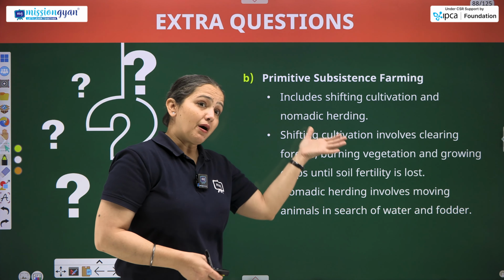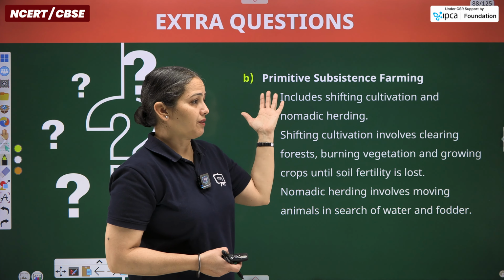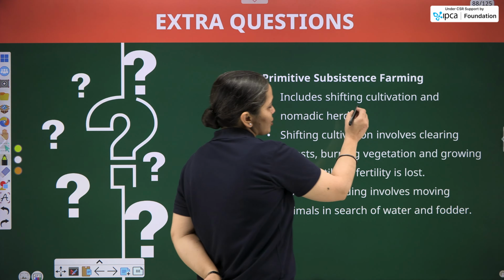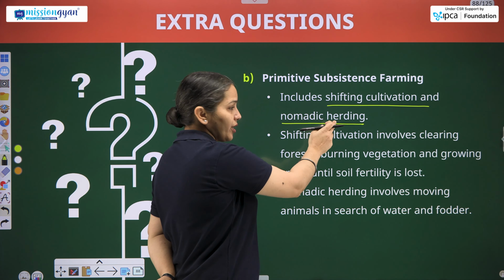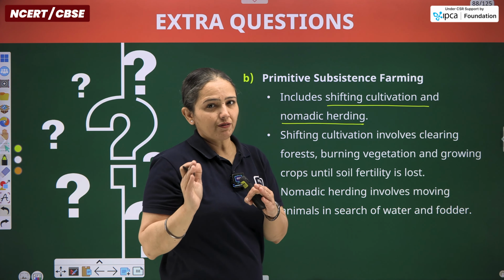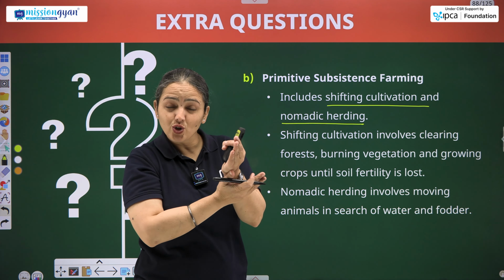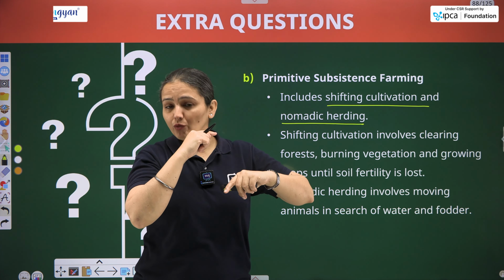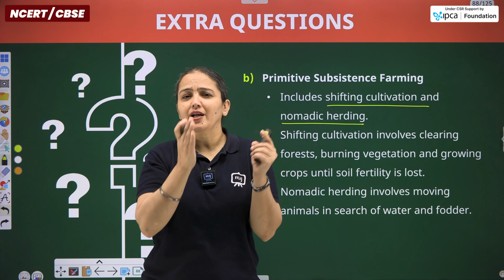Moving with the second part of the subsistence farming or subsistence agriculture, that is primitive, to be done with the primitive old methods. So it includes shifting cultivation and nomadic herding. So rearing of the livestock along with the agriculture by clearing a small plot of land where the trees are cut, slash, and the remainings are burned, and the ashes are mixed with the soil, you can take up the word ashes.